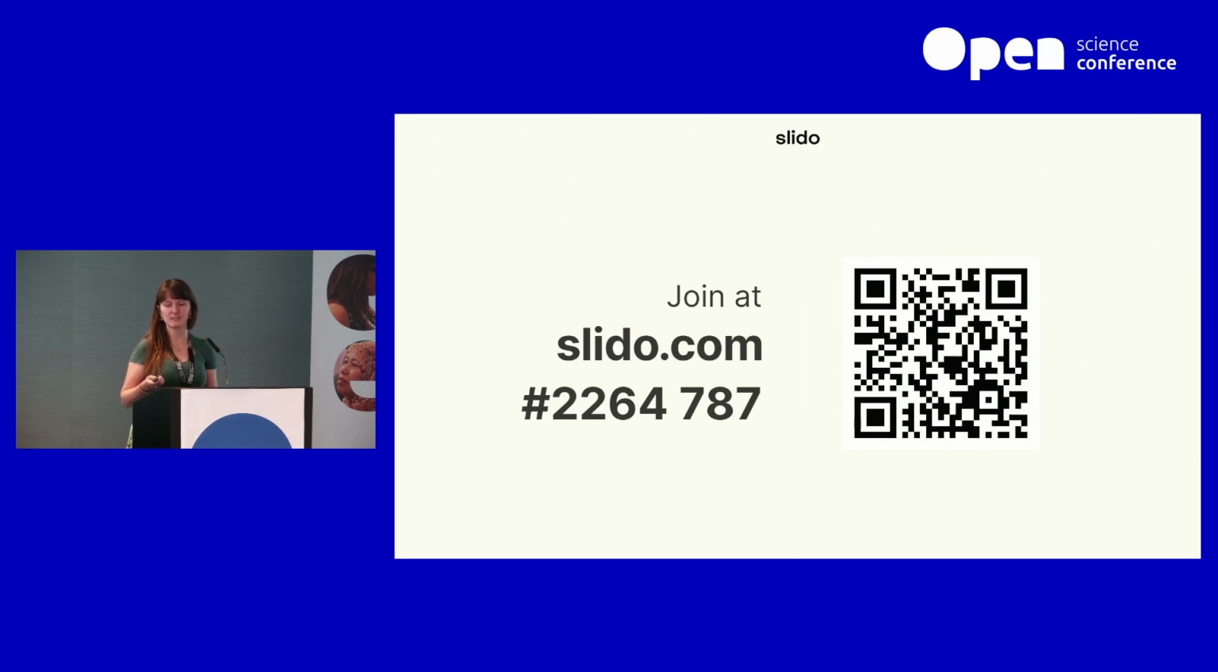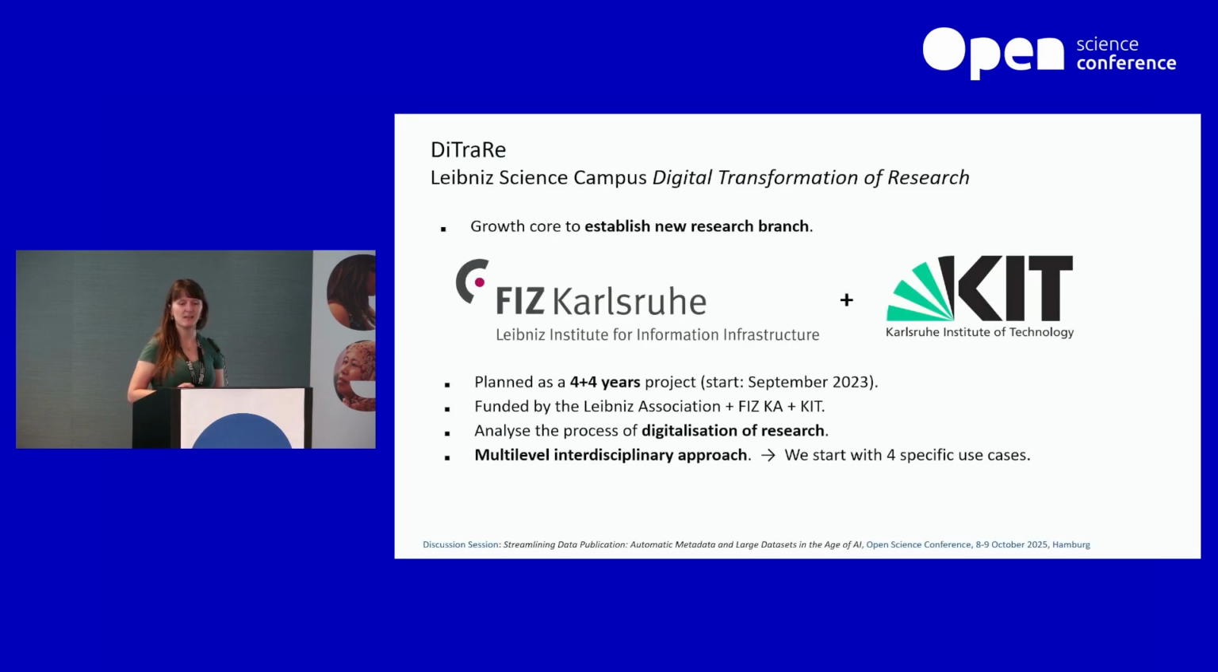And we move now to the next point, which is the flash presentations. And I will start by introducing you to the Detroit Leibniz Science Campus. Our Leibniz Science Campus is a growth core with the main aim of establishing a new research branch. This is a collaboration between FIZ Karlsruhe, which is a Leibniz Institute for Information Infrastructure, and the KIT Karlsruhe Institute of Technology.